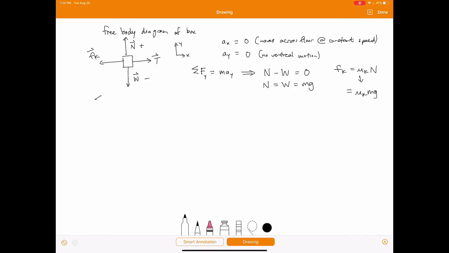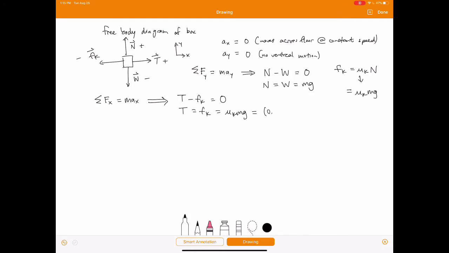So next we can do the sum of forces in the x direction, and that equals m times ax. Well, in the x direction we have tension, which is going in the positive direction, and we have kinetic friction going in the negative direction. So T minus Fk equals 0 because, again, we don't have any acceleration in the x direction. This tells us that T is equal to Fk, but we already saw that Fk is equal to mu k times mg. So we can calculate the tension.